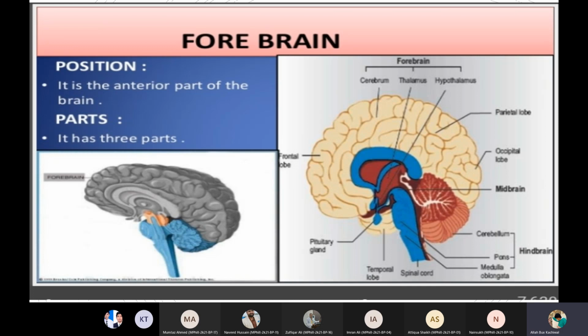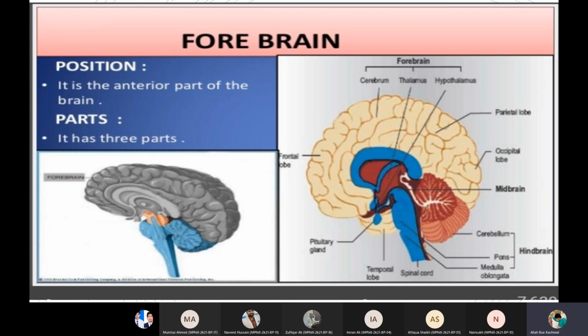The forebrain is the anterior part of the brain, and it has three parts: the cerebrum, the thalamus, and the hypothalamus. So there are three parts in the forebrain.